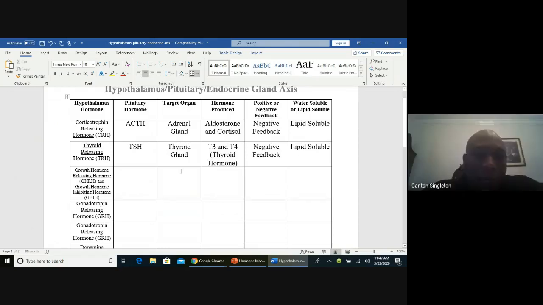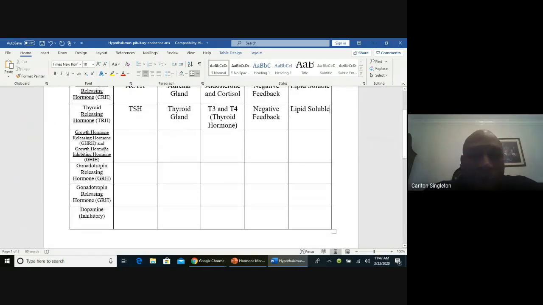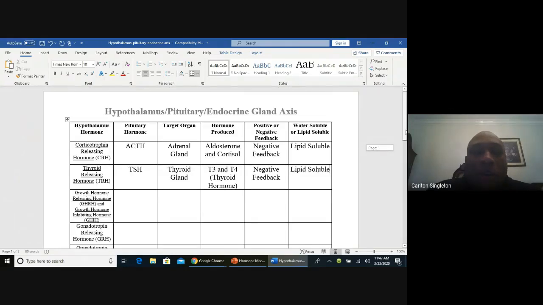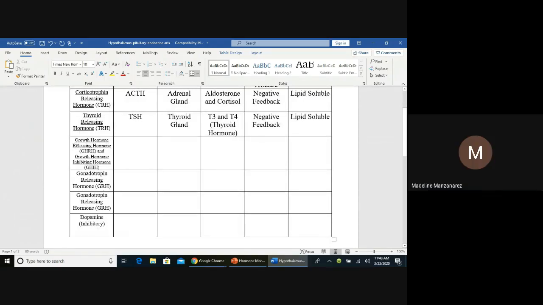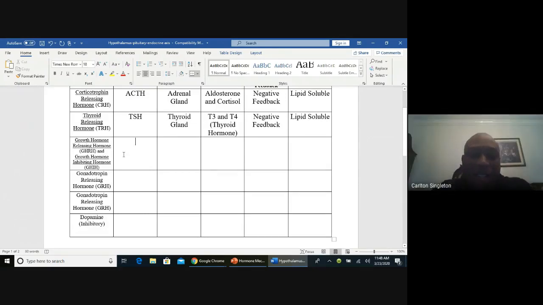Next one up, we have growth hormone releasing hormone and growth hormone inhibiting hormone. So we have GHRH and GHIH. For this one, what's going to be released from the pituitary gland in response to this? What hormone? Look at the name over here. What hormone will be released? The growth hormone? You got it. Growth hormone will be released in response to exposure to these.